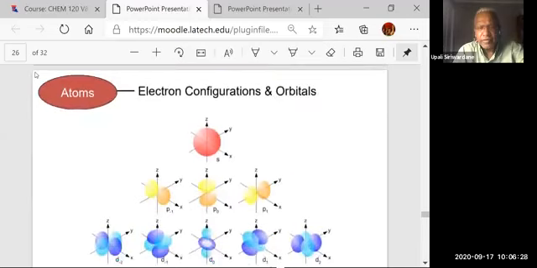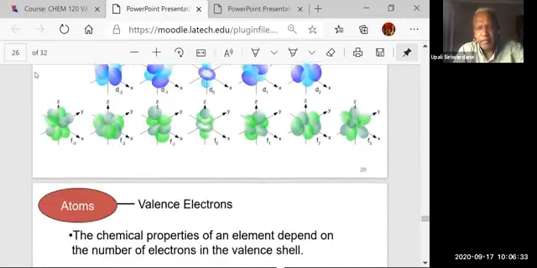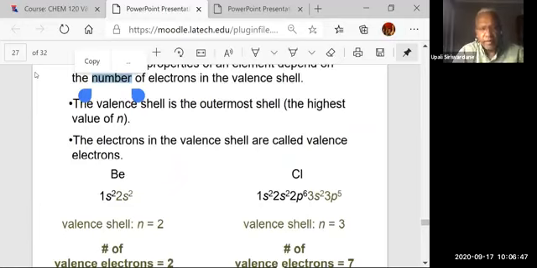These are the atomic orbitals of different shapes, like s, p, d, f. Now, what is a valence electron? Valence electrons are the outermost electrons in an atom. For example, beryllium, electronic configuration is 1s2, 2s2. What are the valence electrons? They are shown in green.